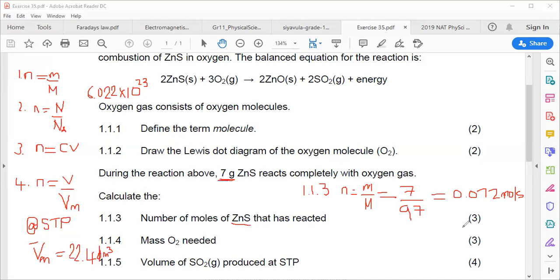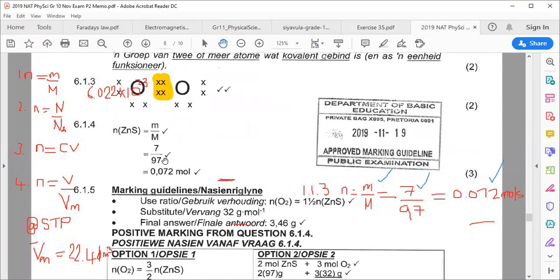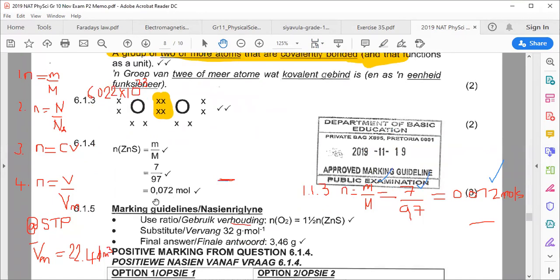Right? And your question here is 3 marks. 3 marks means formula, 1 mark, substitution, 1 mark, the final answer, 1 mark. Those are the 3 marks. All right, same applies here. When we check the memo, same applies. You've got your mass over molar mass, 1 mark. Your 7 divided by 97, you get a mark. And the final answer, 0.072 moles, you get another mark. All right, we move on to the next one.